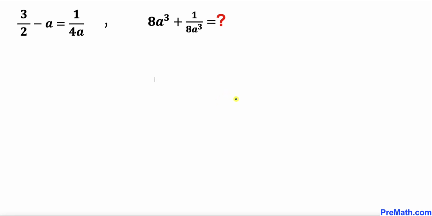So let's go ahead and get started with the solution. And here's our very first step. Let's focus on this rational equation.